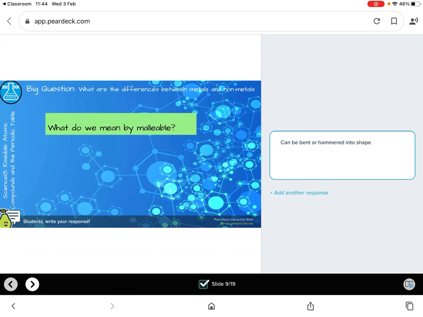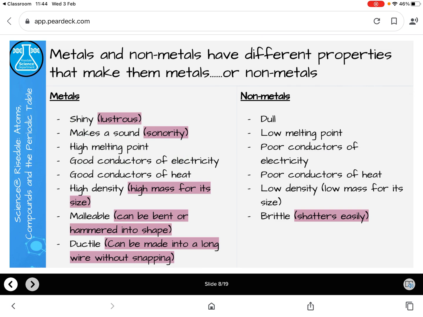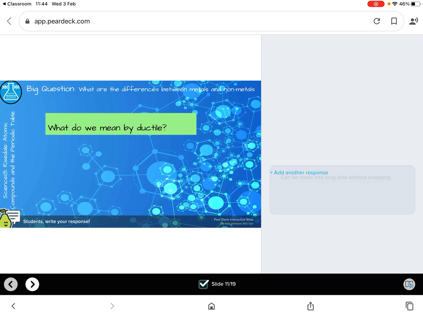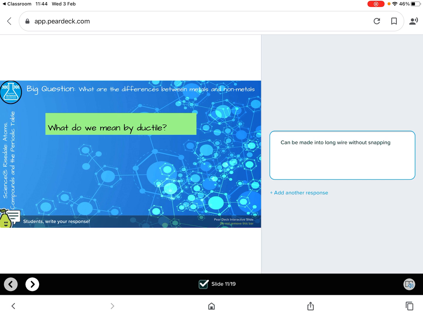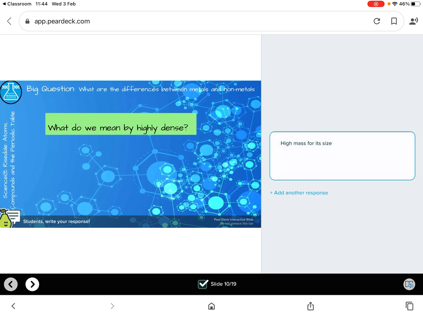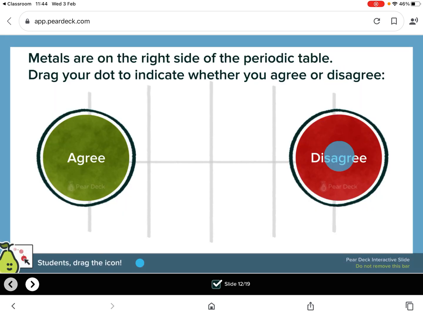So the next 3 questions were about this information, so you can flick easily back to check your answers. What did the word malleable mean? It meant can be bent or hammered into shape. What do we mean by highly dense? It has a high mass for its size. What did we mean by ductile? It can be made into long wires without snapping. So all 3 of these words were here on this page for you to check those definitions. So you can flick back and check.